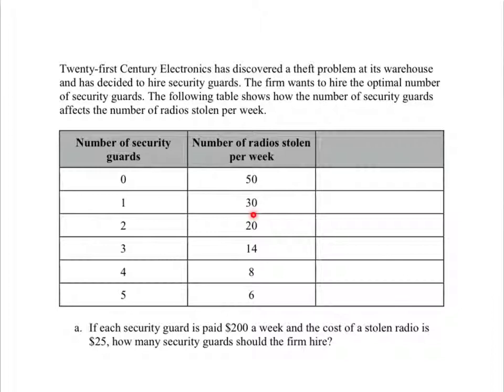Let's start with marginal cost. I think that will be the easiest to deal with. What is the marginal cost of a security guard? Well, we're told that each security guard is paid $200. So the marginal cost of a security guard is $200. Now don't confuse marginal and total. If we hire 3 security guards, the total cost would be 3 times $200, $600. But each additional security guard adds $200 in terms of cost. So the marginal cost is a constant $200.